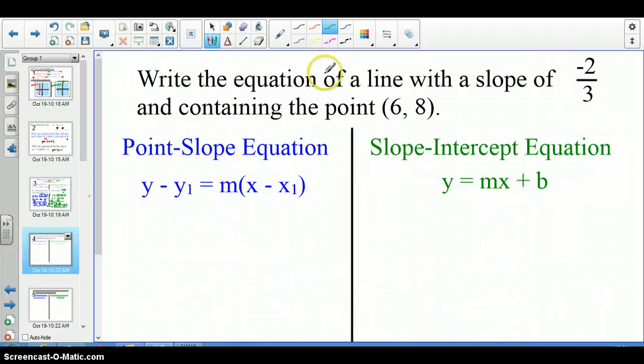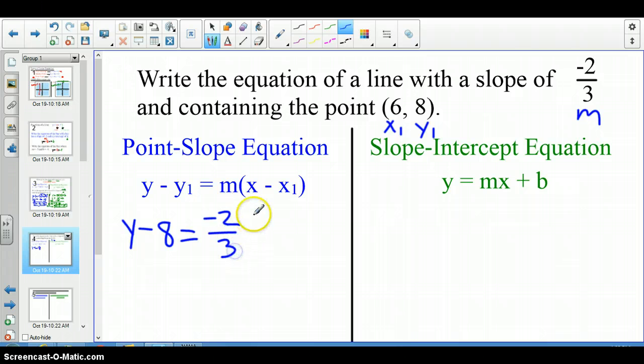So let's do the next one. I'm going to do the first one, point-slope. So x1, y1, m. So y minus y1, which is 8, equals my slope, negative 2/3, parenthesis, x minus x1, which is 6. Now I'm going to distribute to both sides.